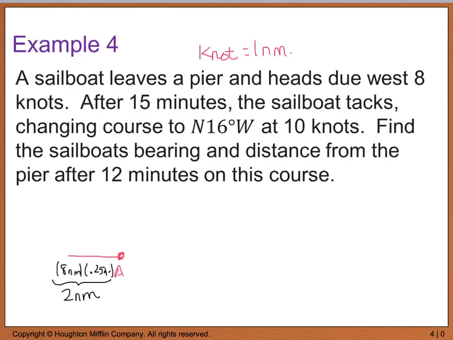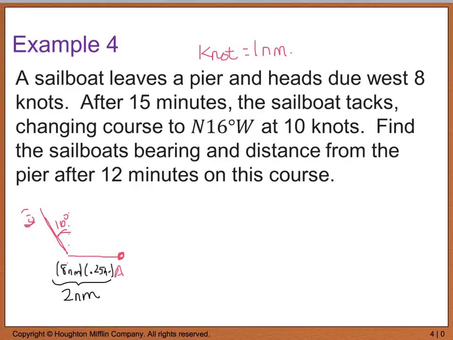Then to continue with my drawing, it says our course is going to change from going due west to going 16 degrees west of north at 10 knots. So I'm going to draw in a dashed line to represent my north-south line, and I'm going to be 16 degrees west of north. That tells me I'm going to have to be 16 degrees on the left-hand side of that north-south line. So I'm going to come over here. This here is 16 degrees west of north. And now we're going to be traveling at 10 knots.